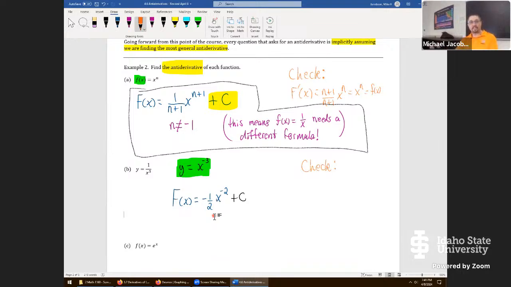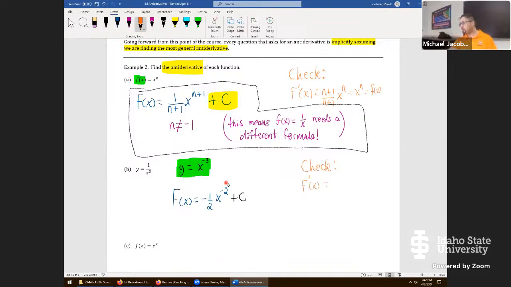The more you do this check, the more connection you're going to make in your mind that this is the process of undoing a derivative, coming up with an antiderivative. And that's what chapter 5 is all about. This section is like survival for getting through chapter 5. So differentiate this right away, it would look like this.